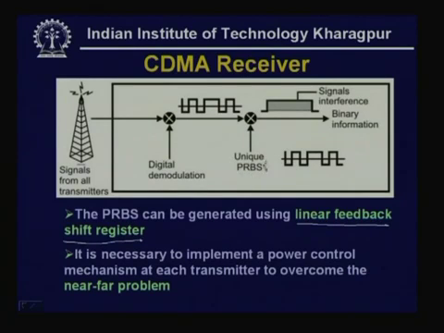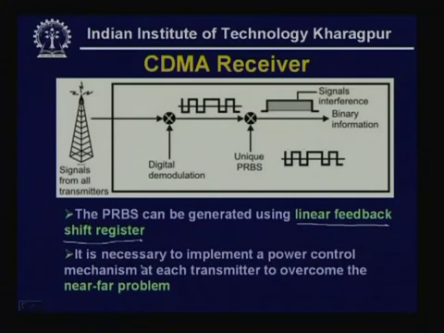So the unique pseudo-random binary sequence is used in the transmitter as well as in the receiver. Now, of course, there is one problem here. We have assumed that the signals coming from different stations have equal strength. That necessitates a power control mechanism at each transmitter to overcome the near-far problem.